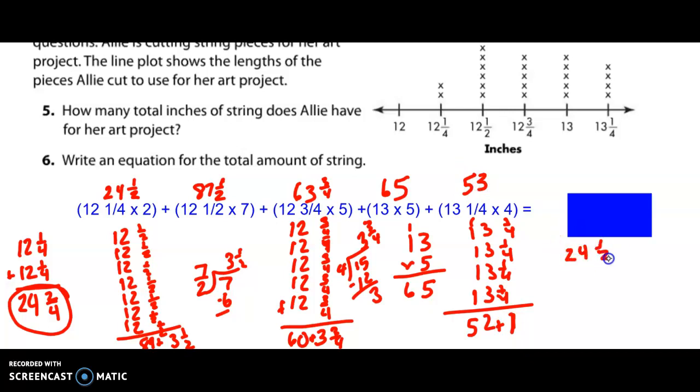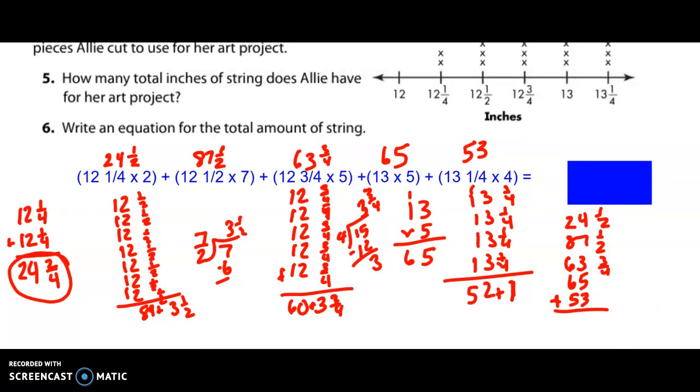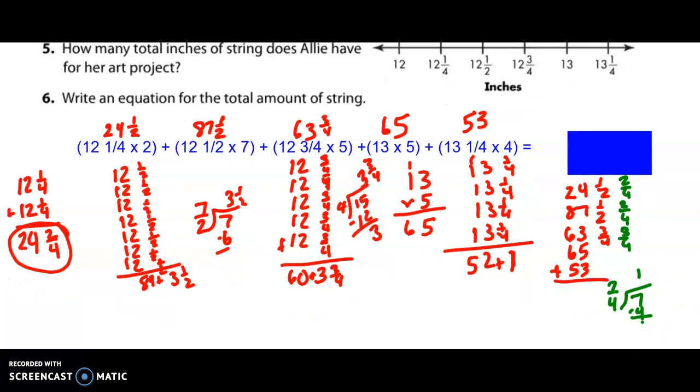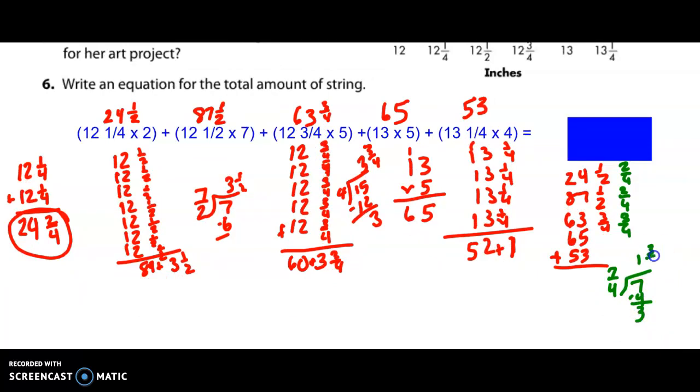So I have to do 24.5, 87.5, 63 3/4, 65 and 53 added together. So looking at our fraction part first, we have a half plus 3/4. Well, we know our half is 2/4, so we're going to change all these to have common denominators. So 2 plus 2 is 4, plus 3 more is 7/4. Okay, so we have 7/4, and when I go to fix that, you guys can't see that. Sorry about that. There we go. I end up with 1 3/4. So right on this side, it equals 1 3/4, and then we have to add up all of our whole numbers.